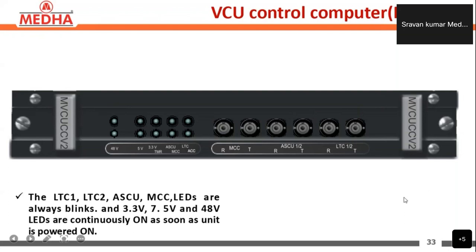So here you can see the physical appearance here. These are the LEDs here. The communication between the ACU, that is auxiliary converter, line interaction converter, ACC card, that is auxiliary control card, and MCC card, main control card, and the 3.3 volt input, and 5 volts and 48 volts. So these are the LED status given. So that is about the main control card, the CPU card in VCU1 and VCU2.